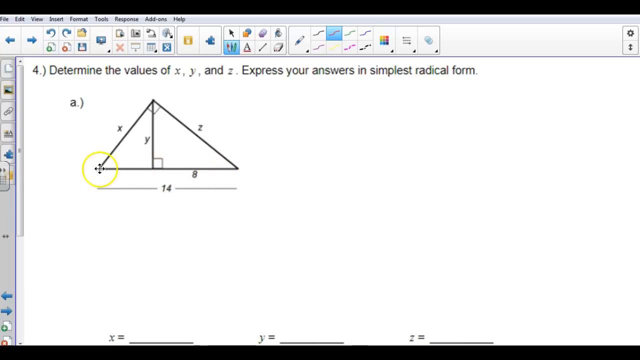So what I can actually do is figure out this piece right here by simply taking 14 minus 8. So this bottom segment is going to be 6 units long. And then what I can focus on is figuring out what this altitude is. Going back, figuring out what this length of the altitude is, which is why we know that the geometric mean says I can take y squared and set it equal to the product of 6 and 8. So y squared is equal to 6 times 8. So y squared is equal to 48.